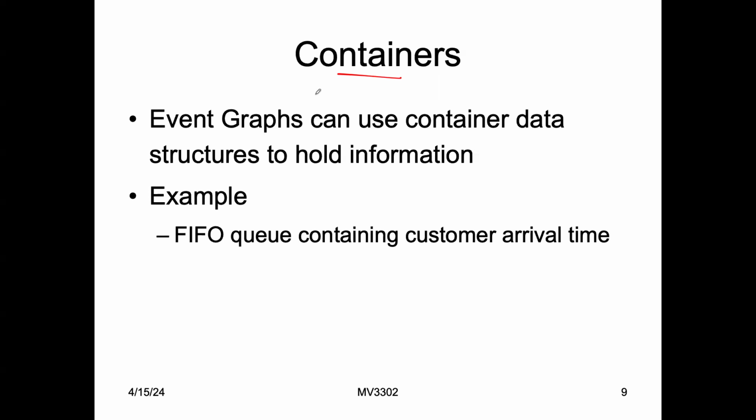So this is an extension beyond the original event graph models, which only had scalar data. But we can use containers, and that turns out to be a very useful thing. For example, we can have a state variable which would be a first in, first out queue. Now, this is not the queue of customers. This is a queue in the data structure sense. And the most straightforward way is a container containing the customer arrival times, and then they're first in, first out.